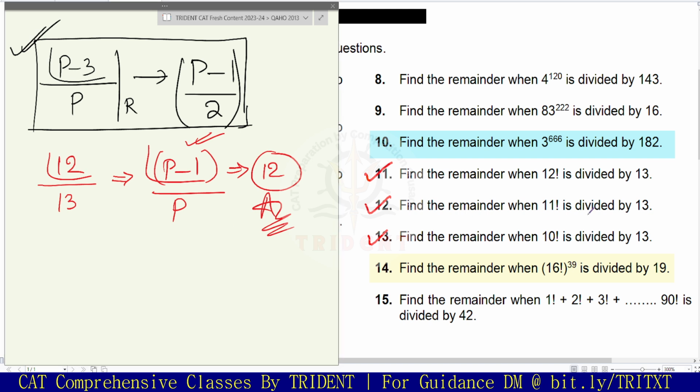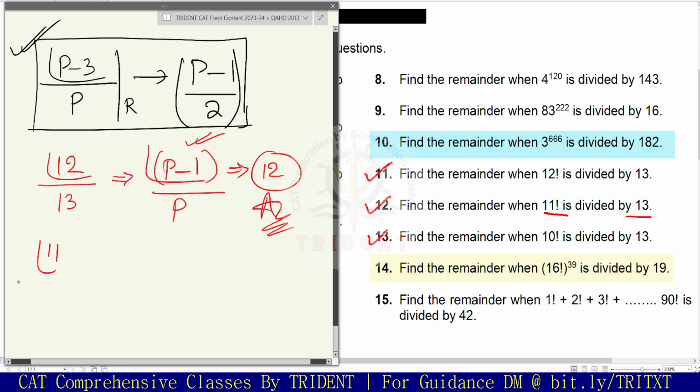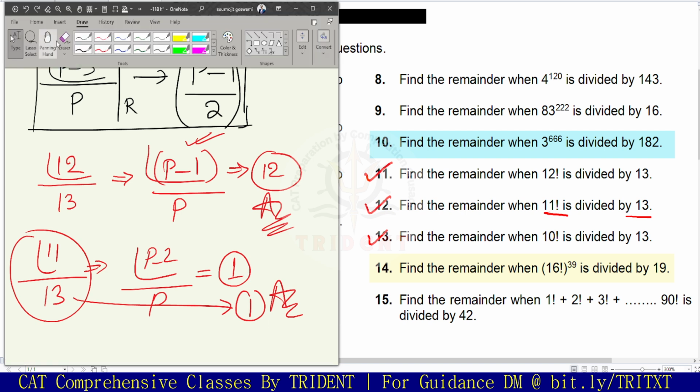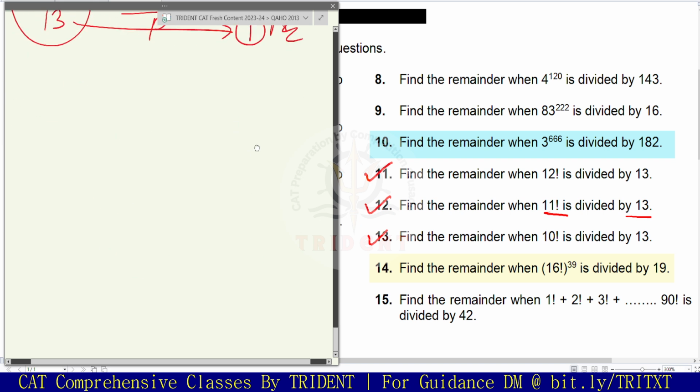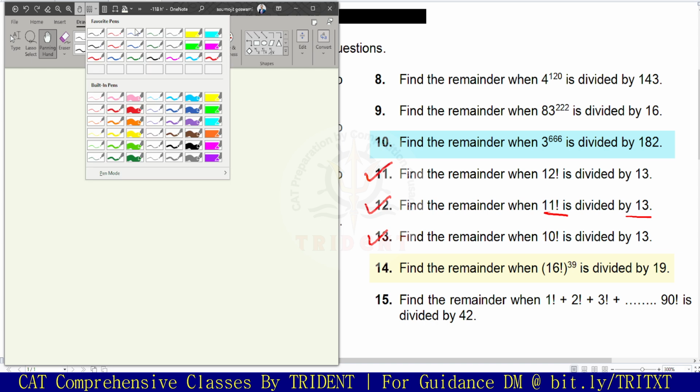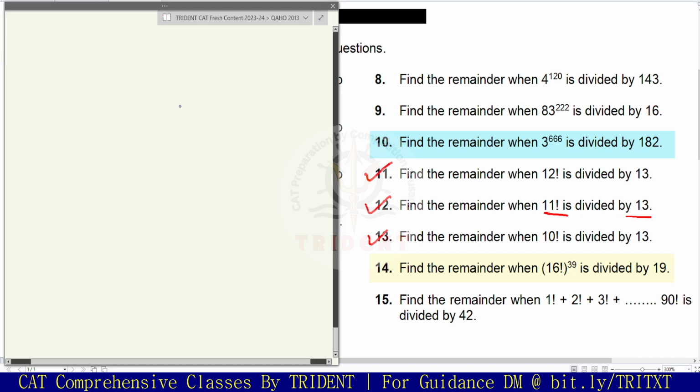Now let's look into the next one. It says 11 factorial divided by 13. This is which case? (p minus 2) factorial by p. This is straight up 1. So the answer to this question is nothing but 1. Now the last one, remainder when 10 factorial is divided by 13. You may choose to ignore this, or you may choose to remember this as is. Chances of getting asked this type of question in CAT are very low, but I'm just going to tell you for the sake of it.